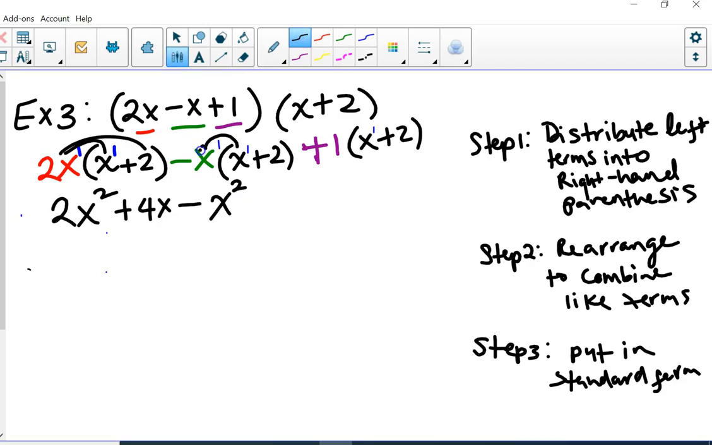Again, we're going to distribute this minus x. Remember to take the minus with it. That's a common mistake. Minus x times 2: negative times positive is negative, so that will be negative 2x. Last, we have this plus 1 times x plus 2. Well, 1 times anything keeps it the same, so this is pretty simple. We'll distribute anyway. 1 times x is just x, so plus x. And 1 times 2 is just plus 2.